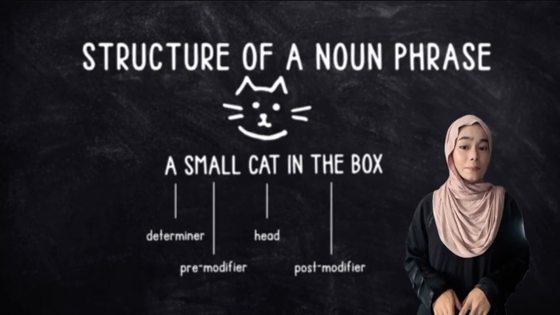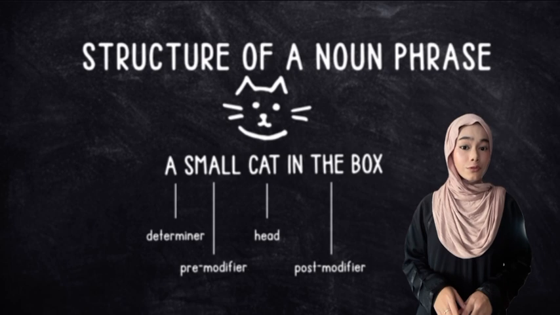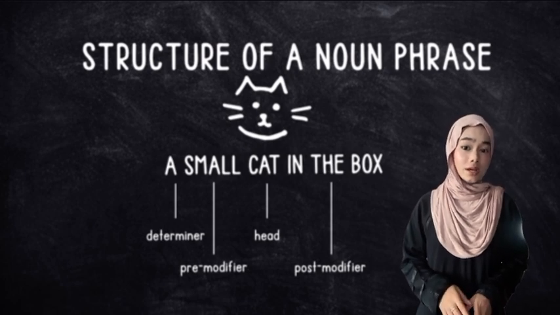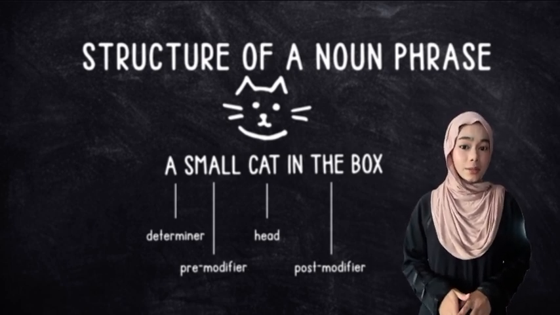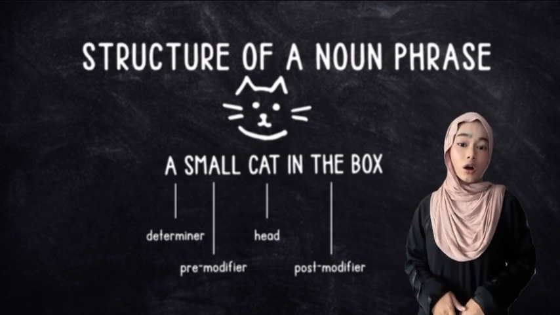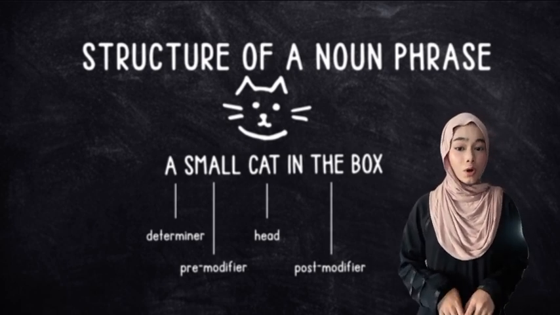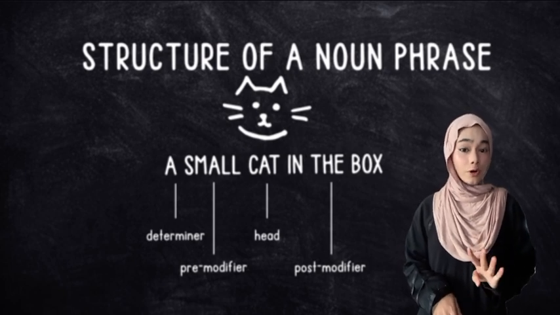Let's start by looking at the basic structure of a noun phrase. A noun phrase is a group of words built around a noun. It can include other elements that help describe or define the noun more clearly. On the screen, we have the example, "a small cat in the box." We can break this into four parts.